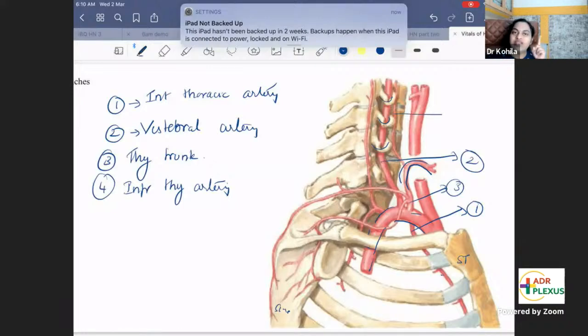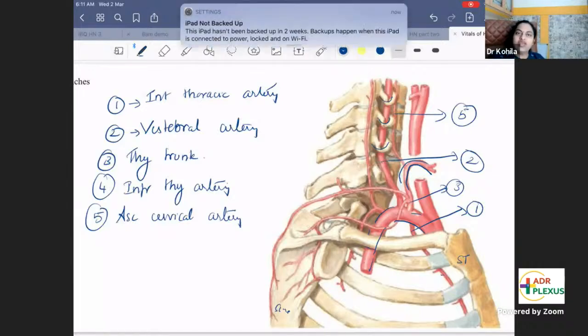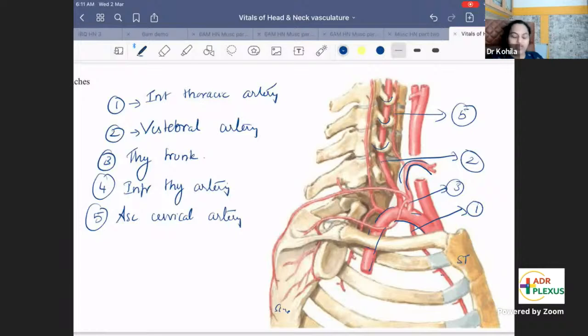Just listen to my words. This ascending cervical artery lies medial to the phrenic nerve. So this is an important clue for the surgeon to identify the phrenic nerve. It's a landmark to identify the phrenic nerve because it lies medial to the phrenic nerve. Okay. And then coming here, the branches from the thyrocervical trunk.